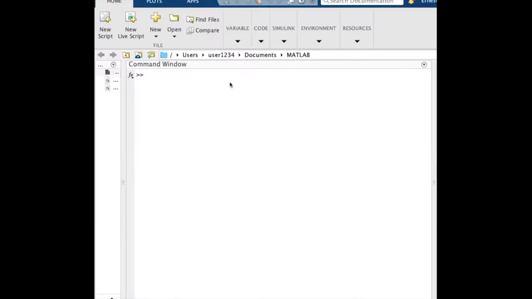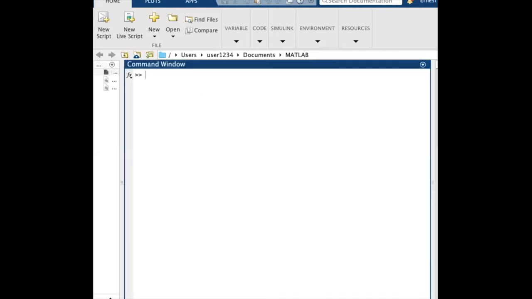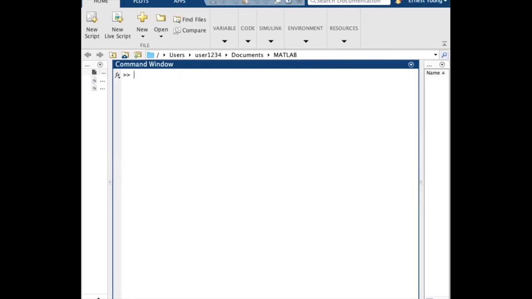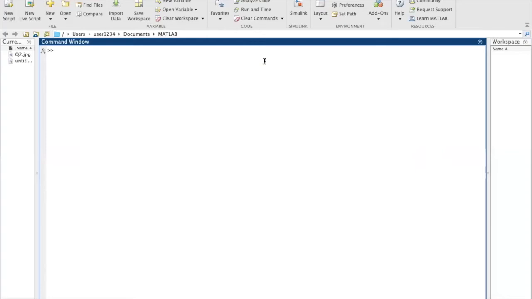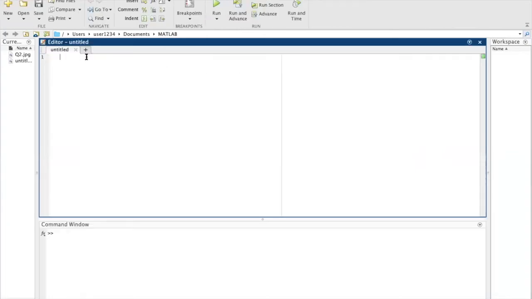Okay, today let's start our first lesson on MATLAB for engineering. From here you can see that we have the command window, where we need to enter all of our code. If you want to write a script, you add a new script and write the script here.